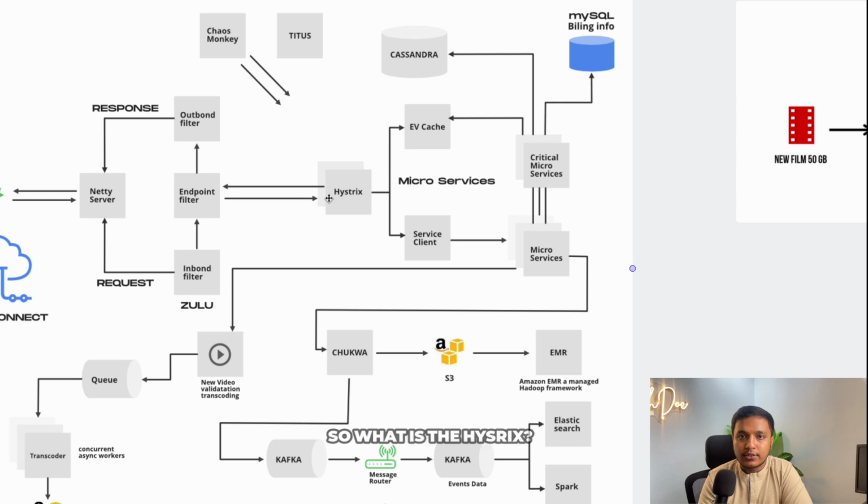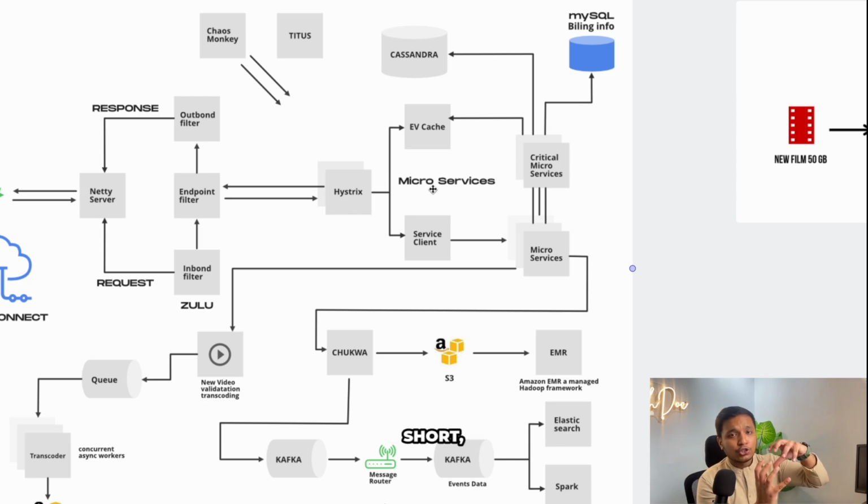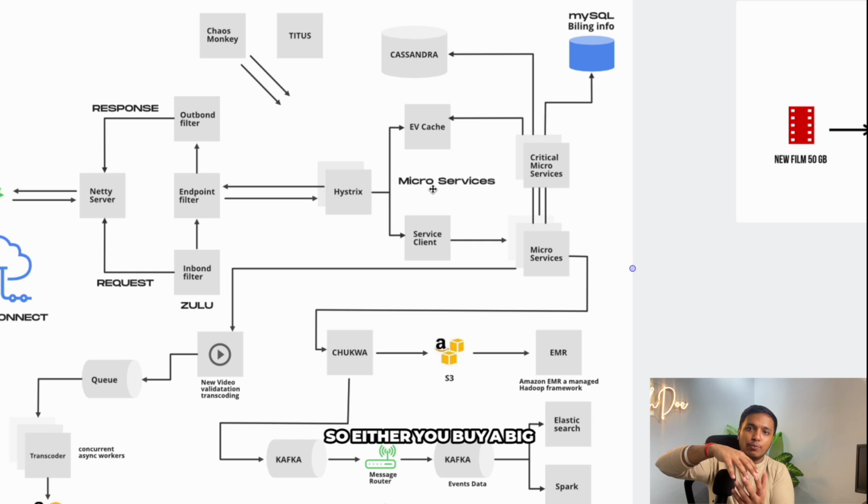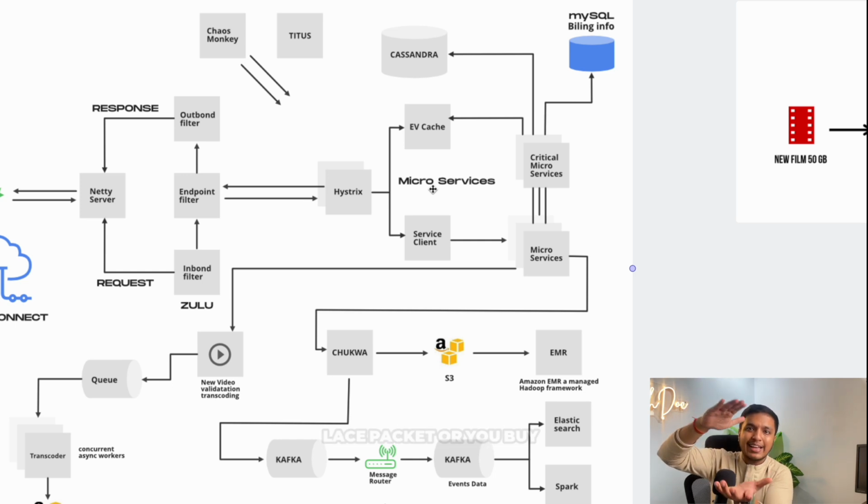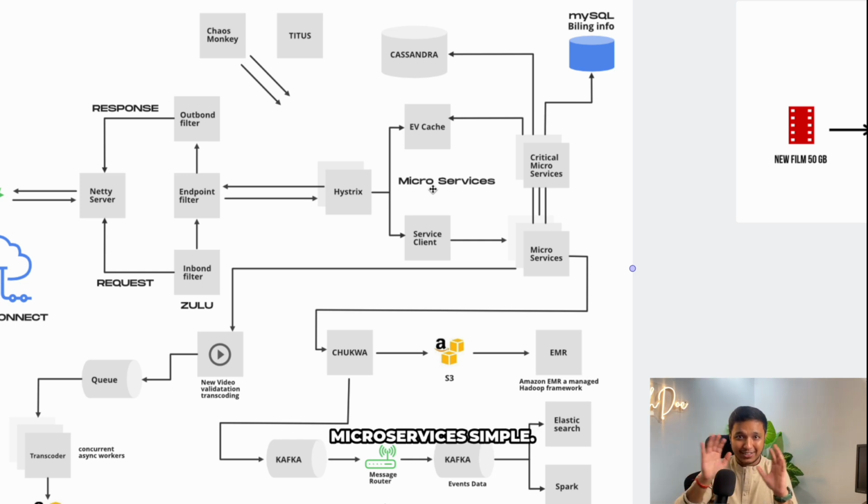So what is Hystrix? Hystrix is another service in between that makes sure that if one service is going down, not all the services go down. So Zuul sends its server request to Hystrix and then it maintains the fault tolerant system here. After the fault tolerant system, it goes to the microservices. What are microservices? Very easy. Short, small packages. Either you buy a big Lay's packet or you buy a small packet. Those small packets are microservices. Simple. So it is going to the microservices.